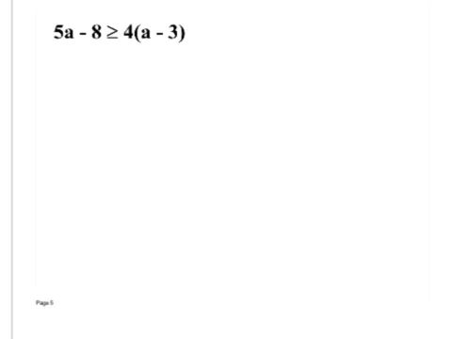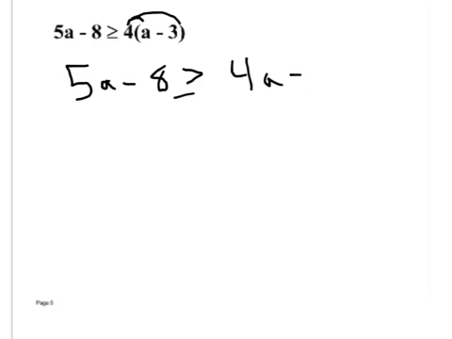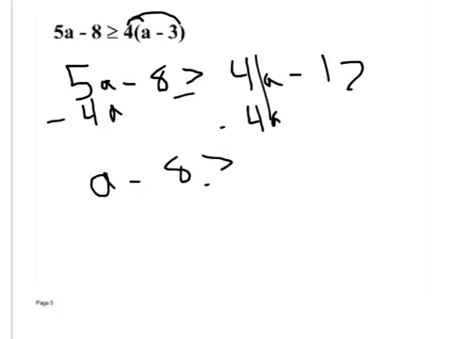Let's do this problem. Go ahead and work it out. Go ahead and work this out on your own. So first thing I do is distribute the 4. Okay. That leaves me with 5a minus 8 is greater than or equal to 4a minus 3. Or, sorry, that was 12. It's 12. First thing I do is subtract 4a to both sides. Leaves me with a minus 8 is greater than or equal to negative 12.